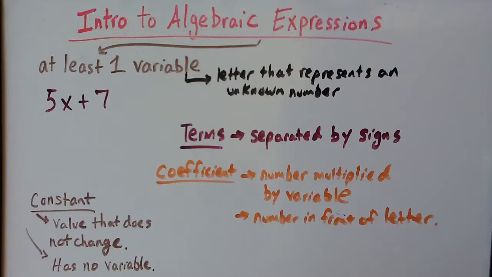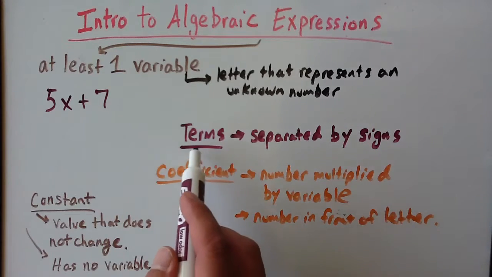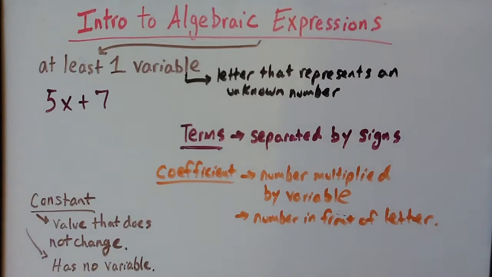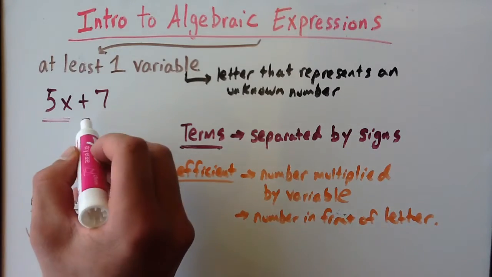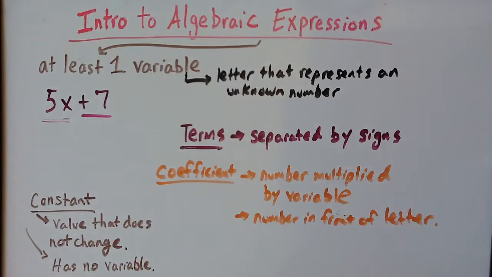Now, the expression can also be separated by signs, by plus or minus signs. And when that is the case, we have what we call terms, the terms of the expression. So in the expression 5x plus 7, we would say there are two terms, right? We would say 5x is a term and positive 7 is a term.